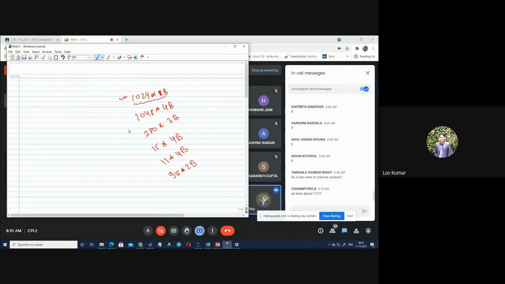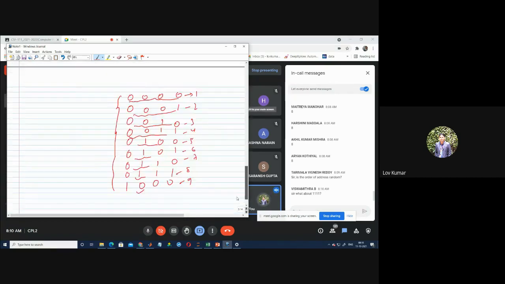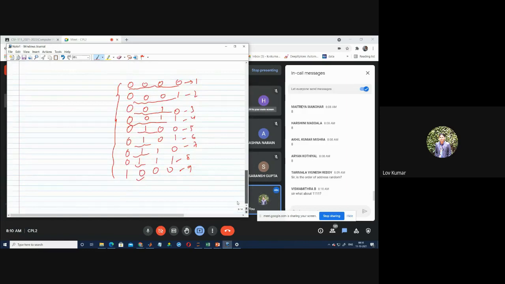We need only the 9 different address. That's why we are writing this value. If you are going to generate 1111, that is considered as an invalid address. That is not a valid address. Even if you are writing here 1001, this is an invalid address. Your system will not allow to generate these types of address.